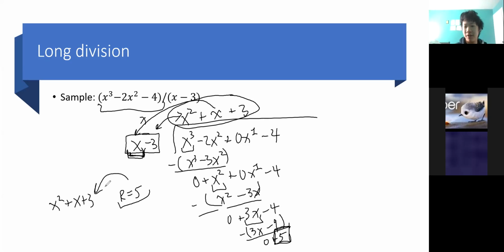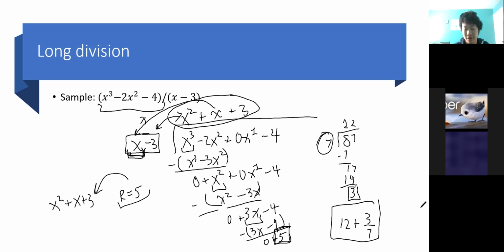Remember when we had, let's say, 87 divided by 7. We can do all our stuff. 7 goes into 8 one time. Remainder 3, right? If the remainder is 3, the actual value of 87 divided by 7 is 12 plus 3 over 7. Right? We take the remainder, we divide it by the original divisor, and that gives us our precise answer. So we're going to do the same thing here. We're going to take 5 and divide it by the original divisor and add that to our quotient.